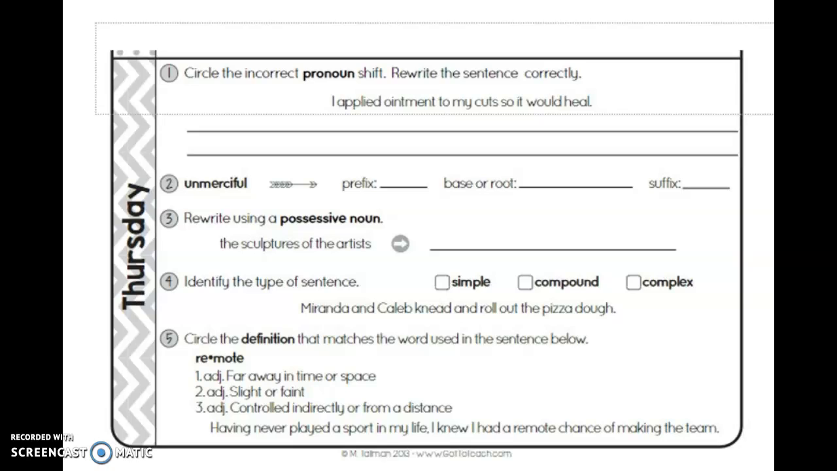Number two, you're looking for your prefix, the beginning word, your base word, which is the middle, which is an actual word that keeps the word together, and a suffix, which is your ending word.